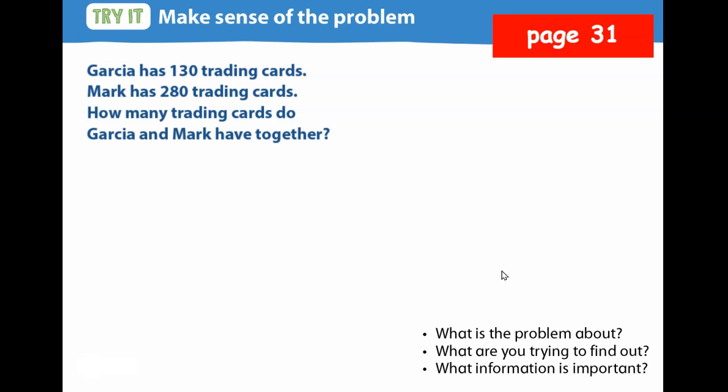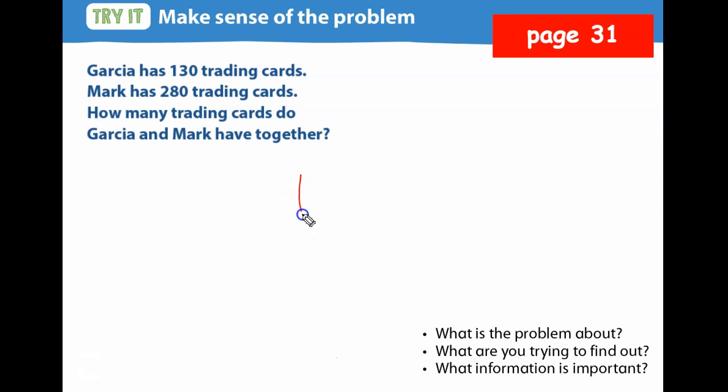So Kiara, what important information do we need? How much it adds together. Okay, but what information am I going to need in order to do that? Yes, I'm going to need how many cards Garcia has and Mark has. I need those numbers, right? Those are important information that I need to know in order to solve the problem. All right.